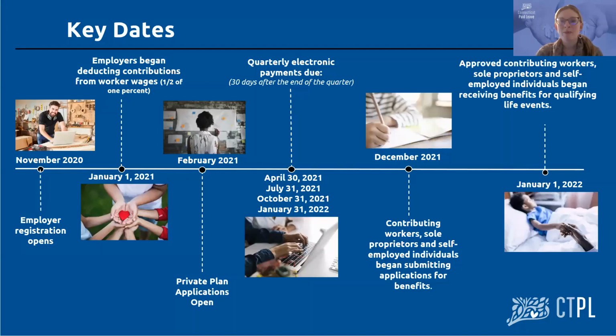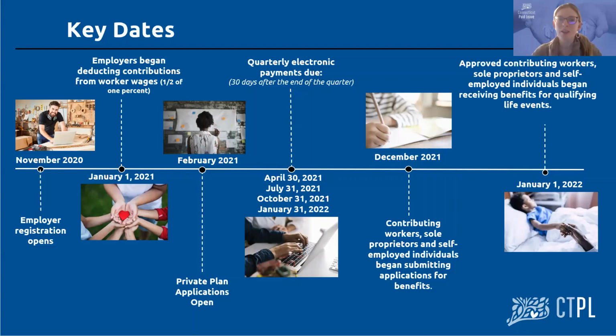To take you back in time a bit and look at the timeline that got us to where we are today. In November of 2020, we opened up employer registration. Starting January 1st of 2021, according to the law, employers were to begin deducting 0.5% from worker paychecks for contributions to this program. It is 100% employee funded. So all of the funds that are ultimately used to pay benefits do come from these employee contributions.